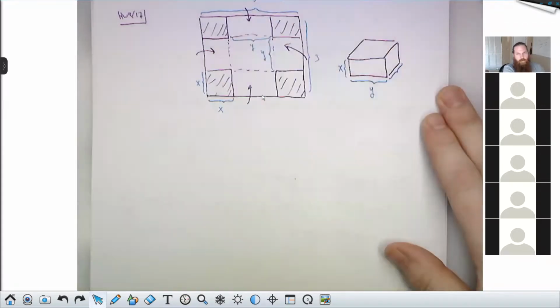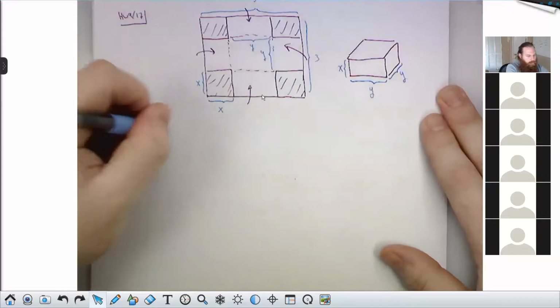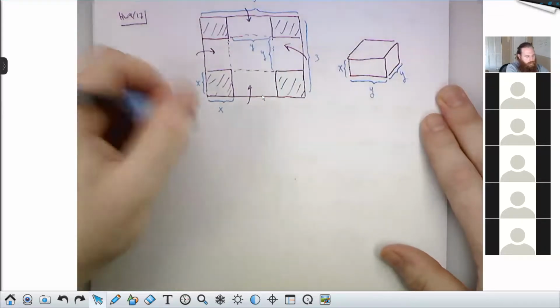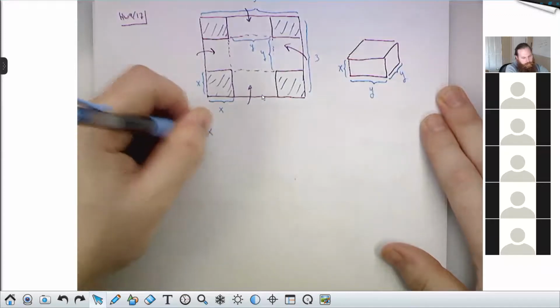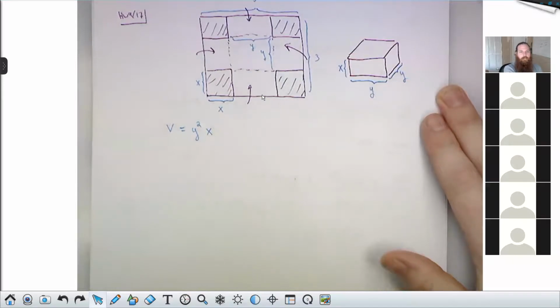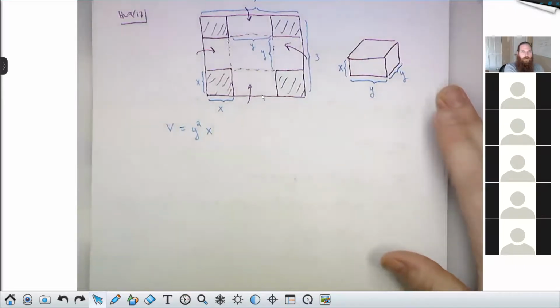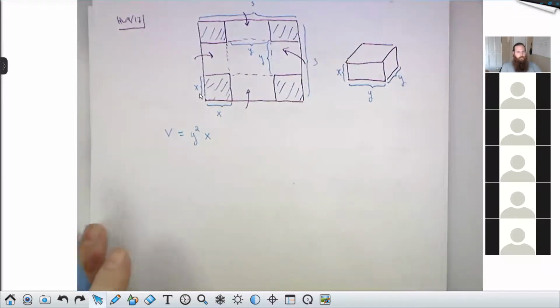And this guy over here? Y. Also y. So my volume is y squared times x, right? Height times width times depth, whatever. I also need to use this information somehow. What can you tell me about how x and y are related?